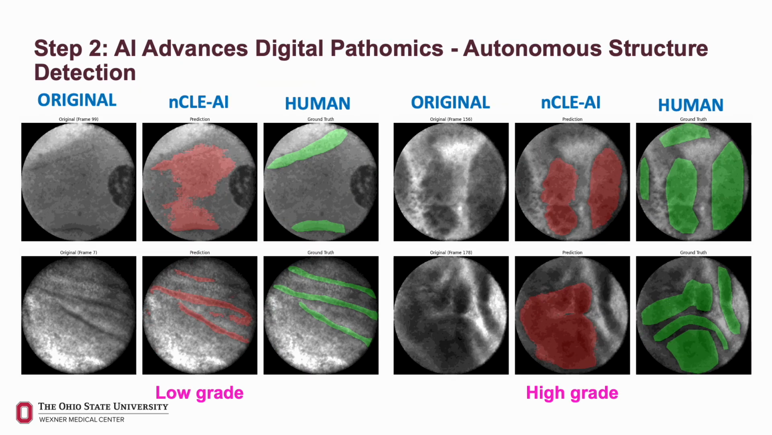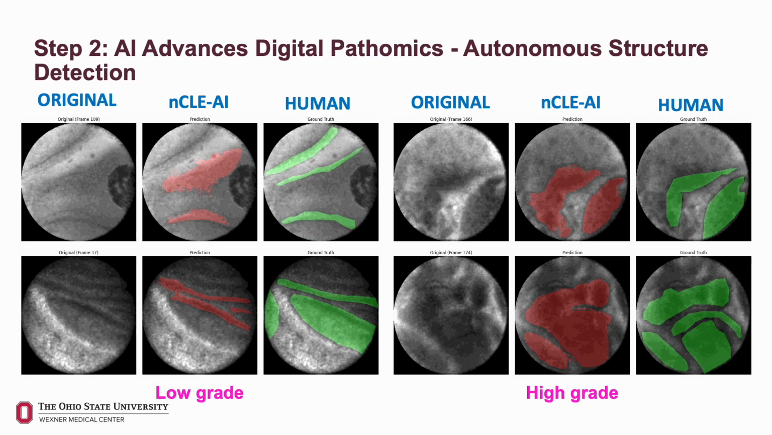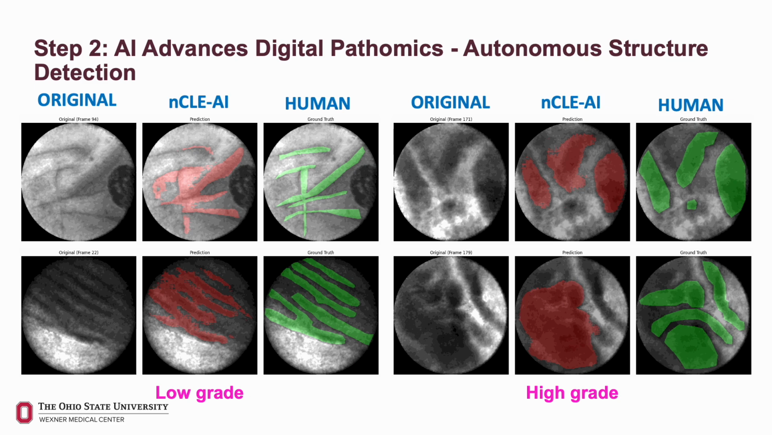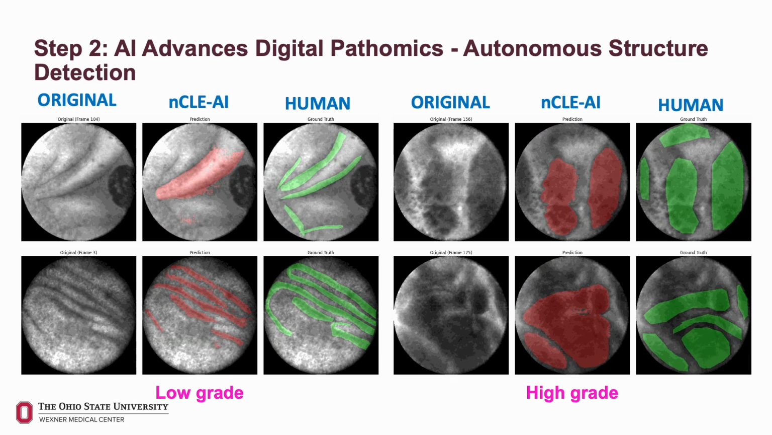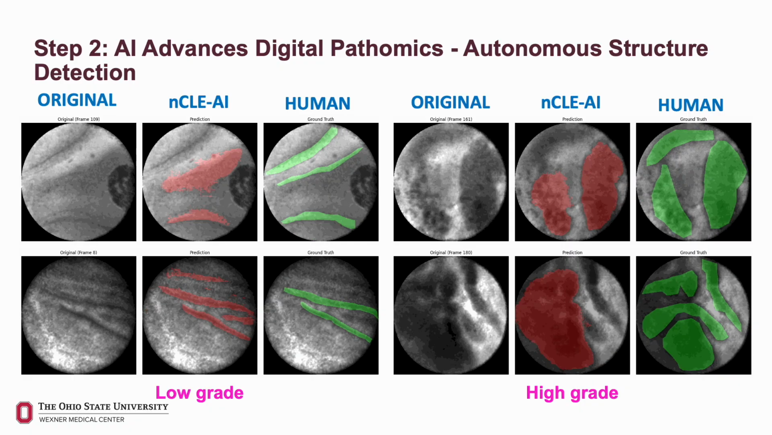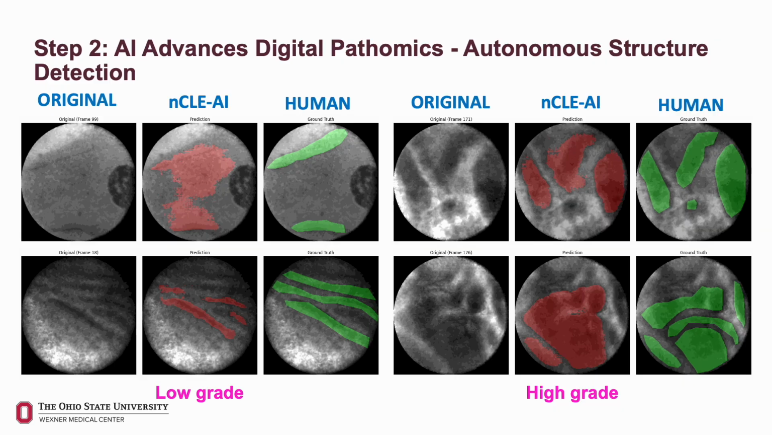In addition, we explore segmentation models, and as the name implies, these can have segmentation masks on each structure within a frame. On the left, we can see examples of low-grade dysplasia, and on the right, high-grade dysplasia. These videos are slowed down so we can appreciate the structures.